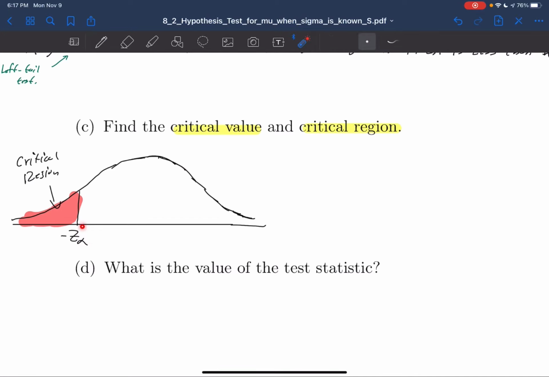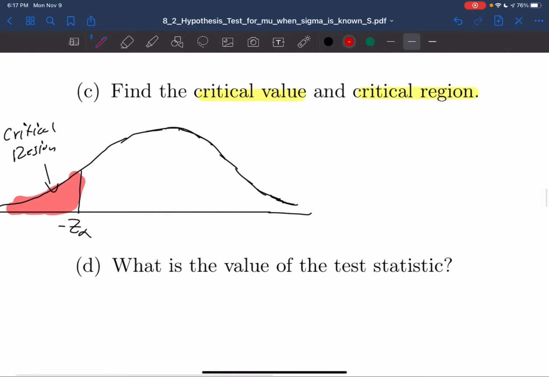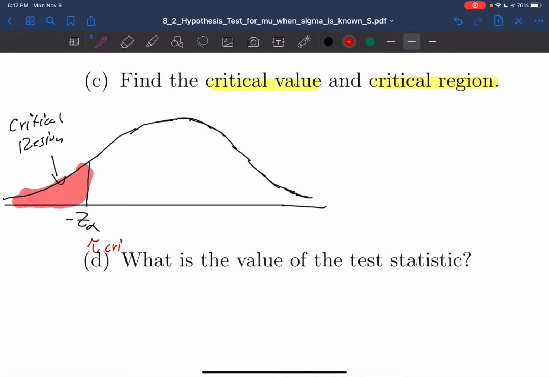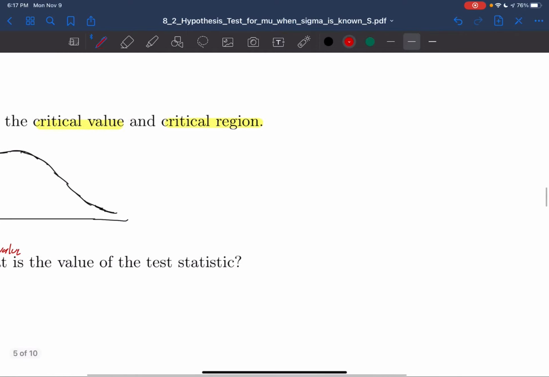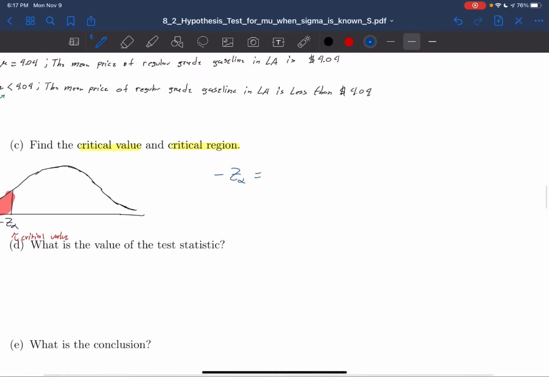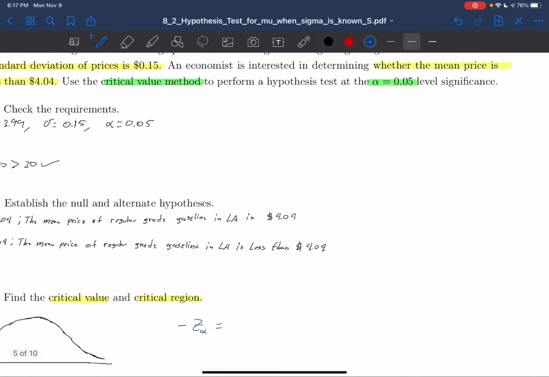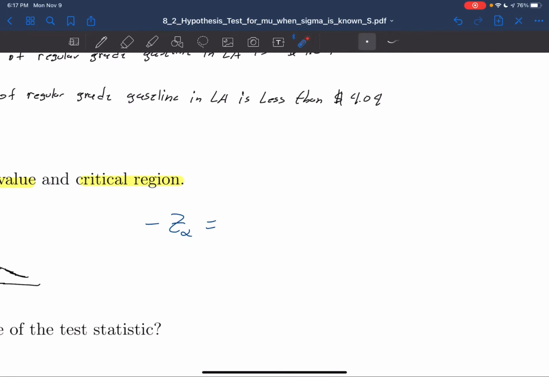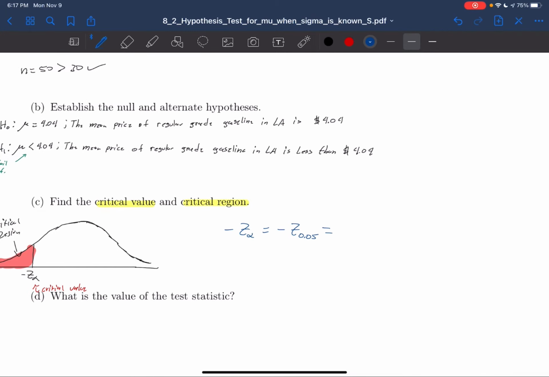So how do we find this critical value? So again, this is just our critical value. How do we find this? Well, again, we could use the chart again. So this is negative z. Let me write this in blue. Negative z of alpha. Since we have a significance level of alpha equal to 0.05, this is going to be negative z of 0.05. What is this going to be equal to? Well, we could use the table again.